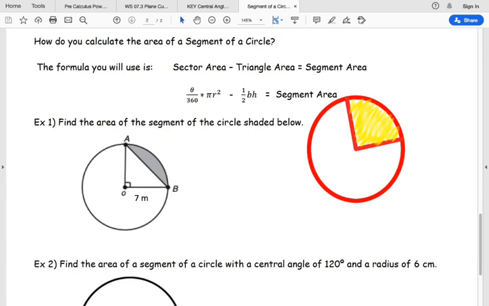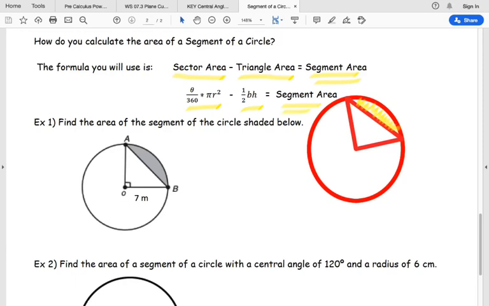And so what we're going to do is we're going to have a chord right here, and that's going to take out part of that sector, and it's a triangle shape. So if you draw your chord right here, the only part we're finding the area of is that right there. Okay, so the way your formula works is you're going to find the sector area, and then you're going to subtract out the triangle part, and that will give you the segment area. So those formulas, again, you'll do theta over 360 times pi r squared, and then minus 1/2 base times height, that's the triangle area, and that will give you the segment area.